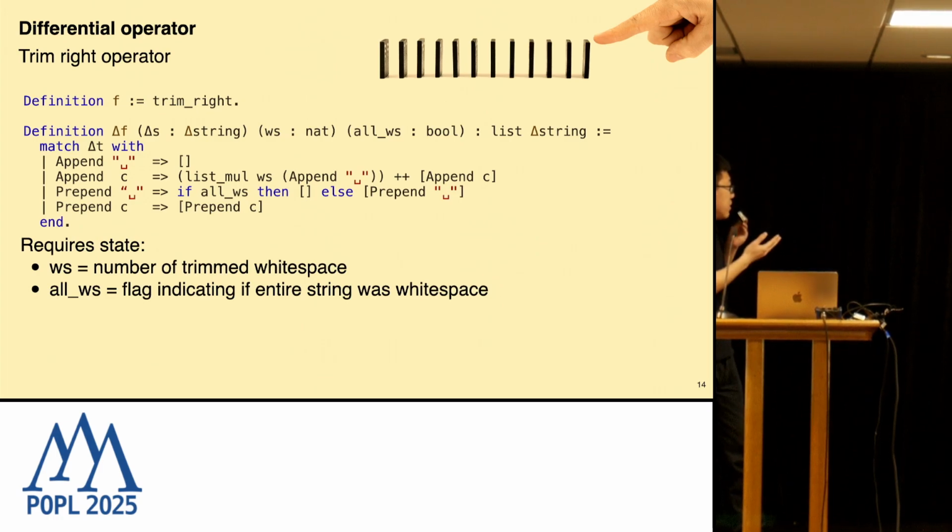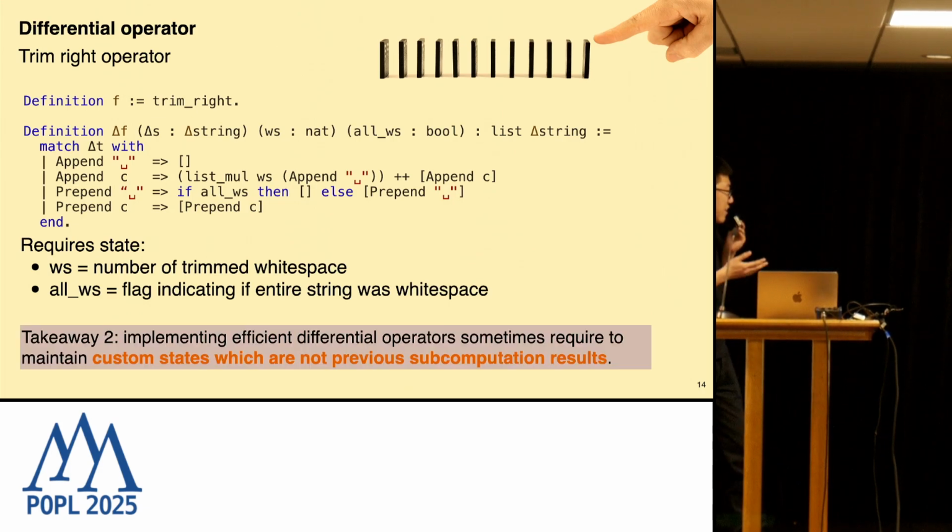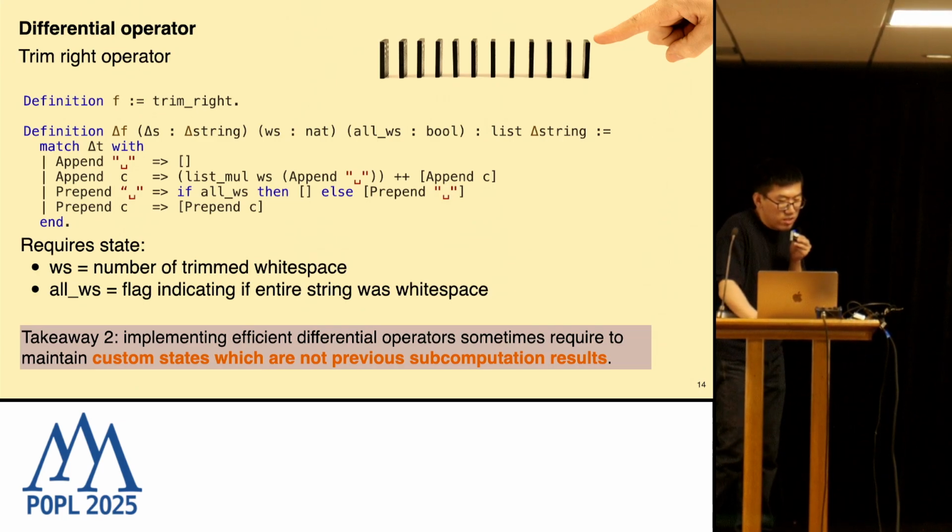For example, for trim right, we need to maintain two states: the number of trimmed white spaces and the flag indicating whether the entire string was white space. These two states are crucial for both performance and correctness. So this is the second takeaway. From this example, we can see that implementing efficient differential operators sometimes requires us to maintain custom states, and these custom states sometimes cannot be the previous sub-computation results.